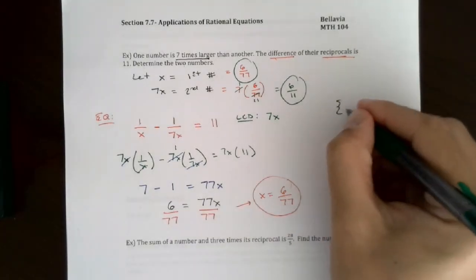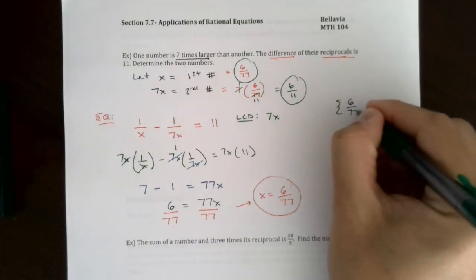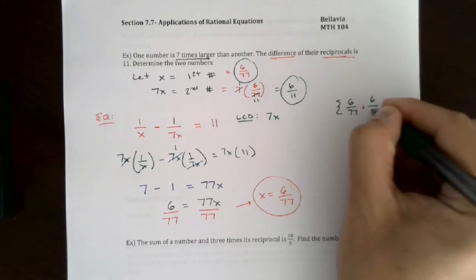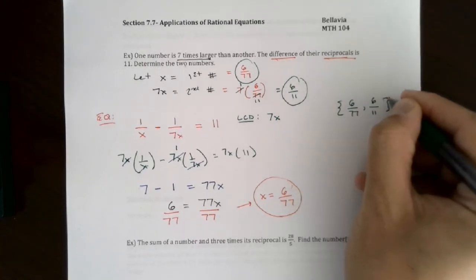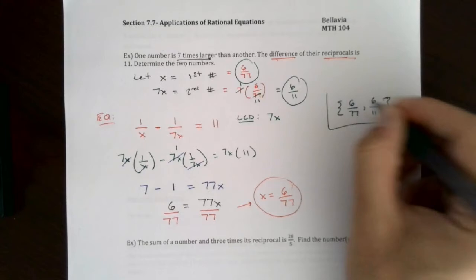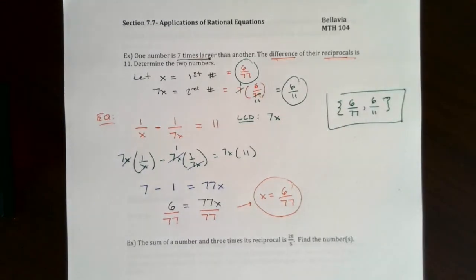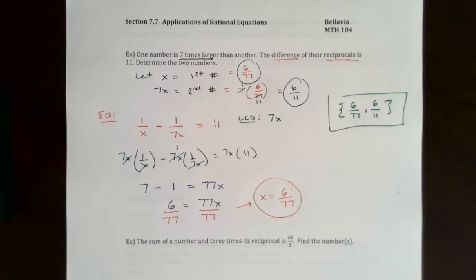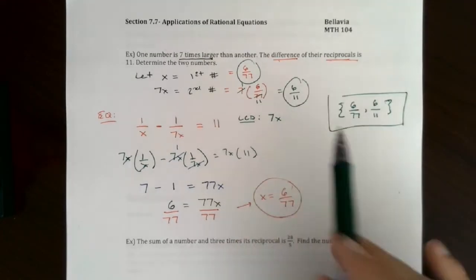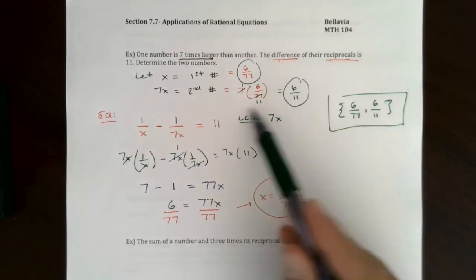If you wanted to write these as a solution set, you could write it as 6 over 77, comma, 6 over 11. Remember, this is not an ordered pair, it's just a set. You could even write them in the opposite order, but those are the two numbers that follow these properties we talked about. The only other thing I'll mention here is make sure you go back and answer the question. Sometimes people do all this solving here, but they didn't actually answer what the question asked.